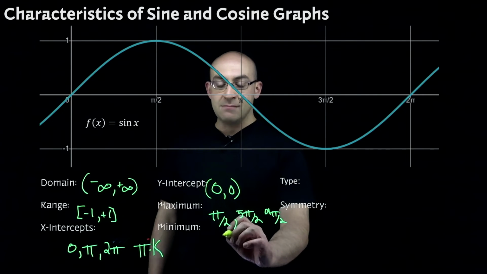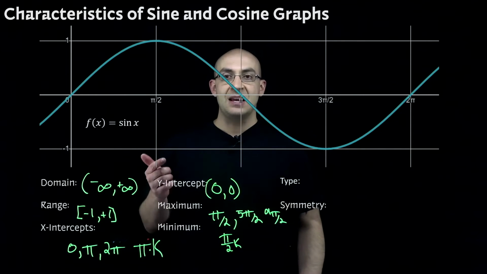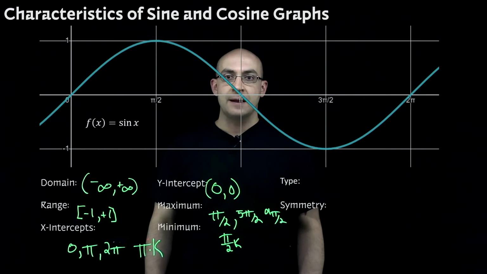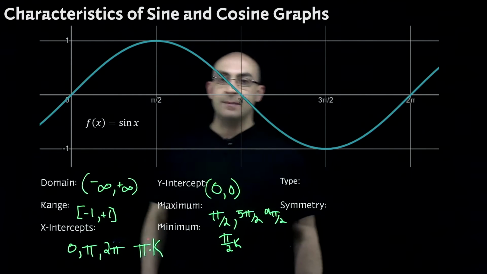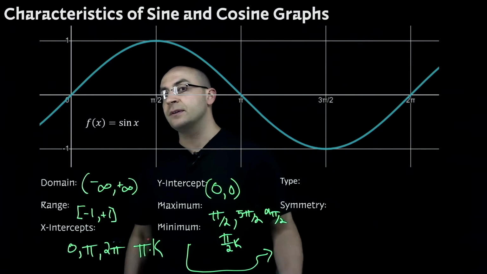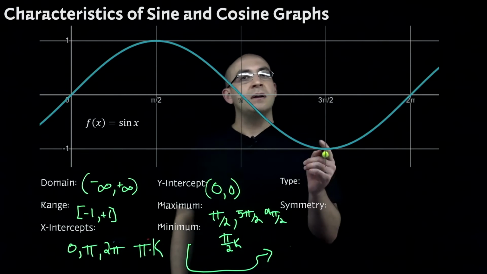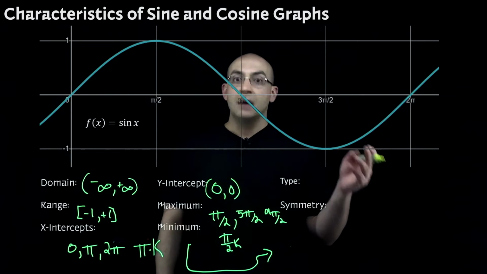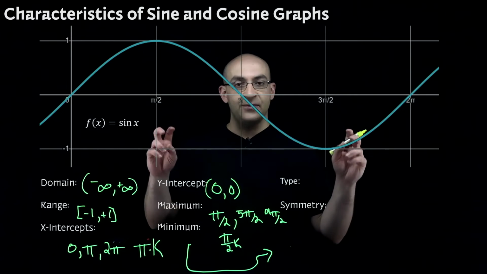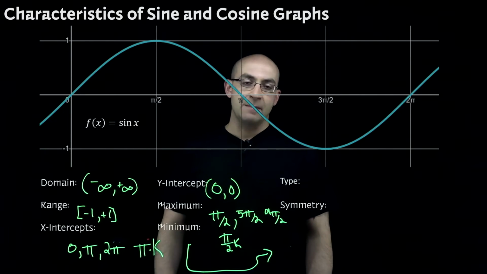I can say any multiple of pi over 2k represents the max values because they are infinite, just like our x-intercepts. Minimum values will be the same as well. So our minimum values, and again, I kind of wrote all over the place, so let's just go here. The first minimum value we see is at 3 pi over 2. Well, if I continue that pattern along, I'm going to continue to get minimum values. There is another infinite family or infinite number of minimum values, just like x-intercepts and just like our maximum values.